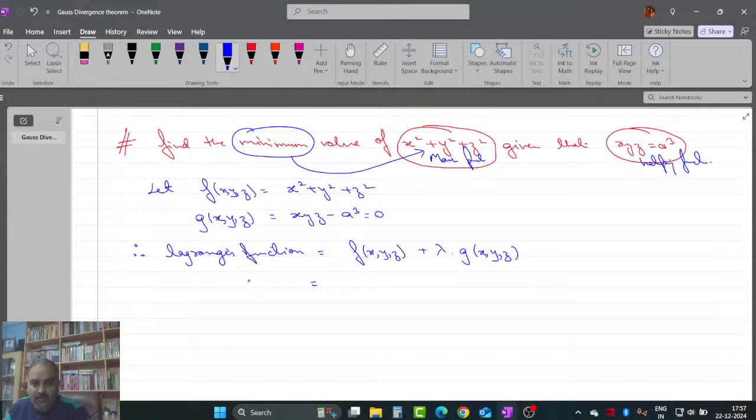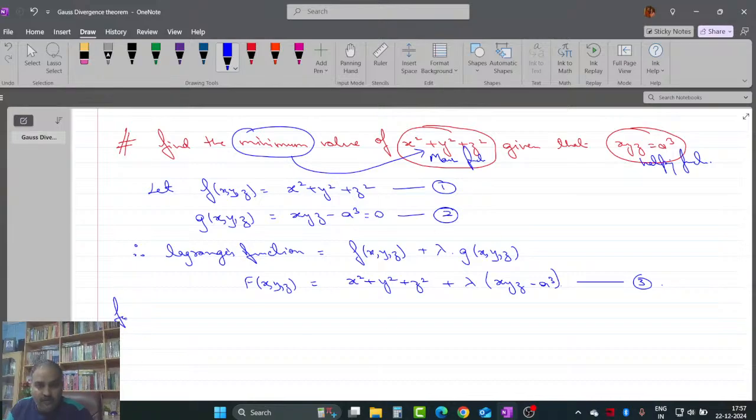Main function was, this is basically capital F of xyz, and this will be x square plus y square plus z square plus lambda times xyz minus a cube. Okay, so let this be equation number 1, this is your equation number 2, and this is your equation number 3.